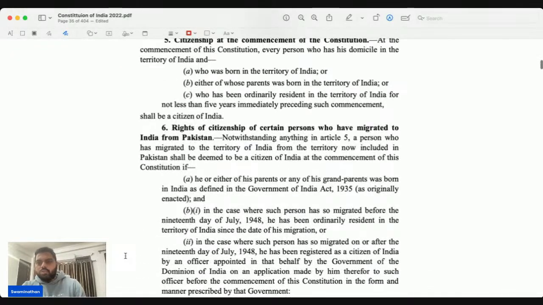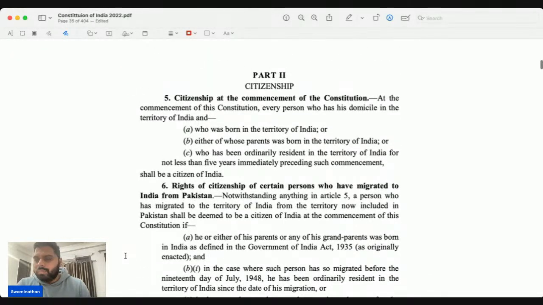Let's move on to part 2, and that deals with citizenship. Part 2 of the Constitution deals with the citizenship of those people who were present at the time of the commencement of the Constitution, who were living in India or were related to India. Now you know that once India got independence, partition also happened. So people migrated from India to Pakistan and Pakistan to India. So part 2 basically talks about the citizenship of the people who were then present in India, right?